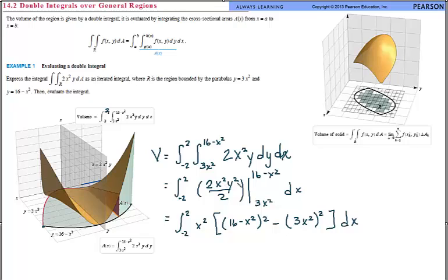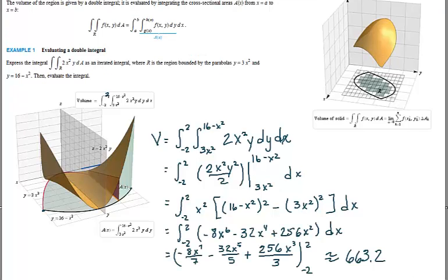Alright, let's take a moment and look at what I've done so far. I wrote down my integrals. I integrated with respect to y, and now what I've done is plugged in those limits of integration. So I'm going to simplify and then I will integrate with respect to x. Pretty messy kind of problem here. After integrating and a bunch of messy stuff, you get that volume is 663.2.